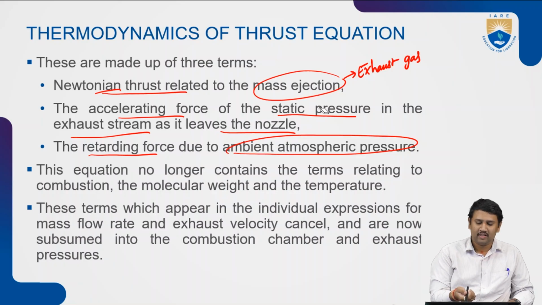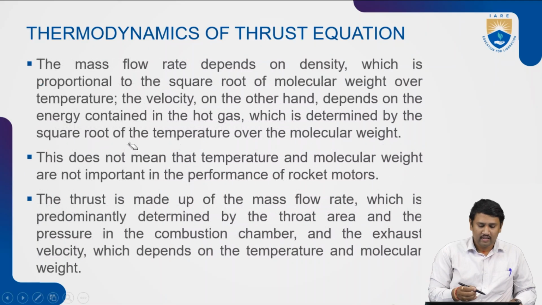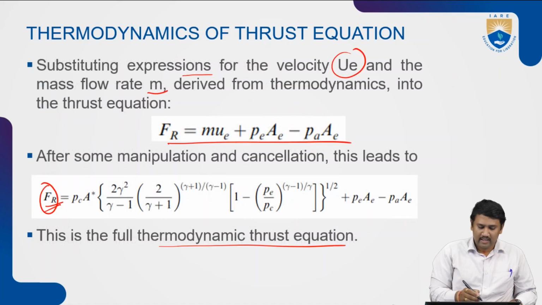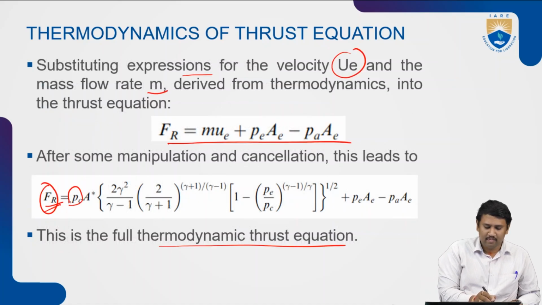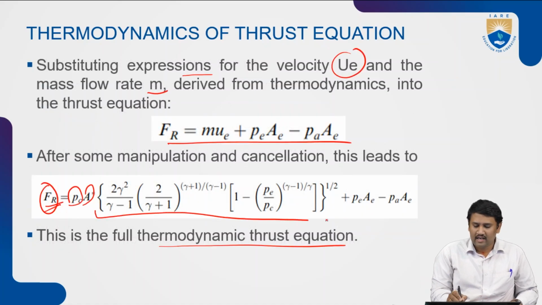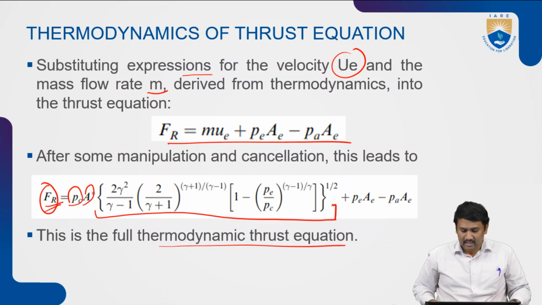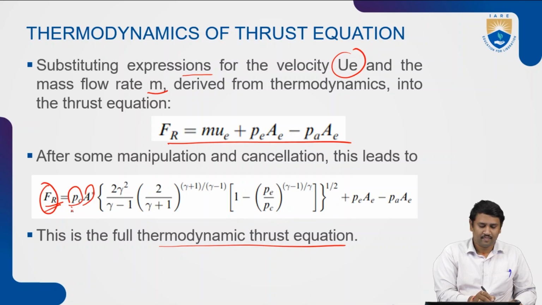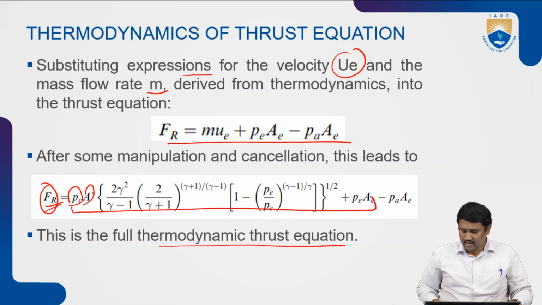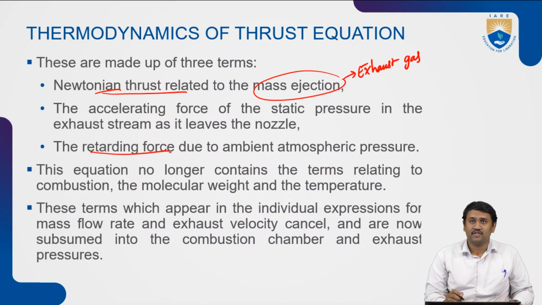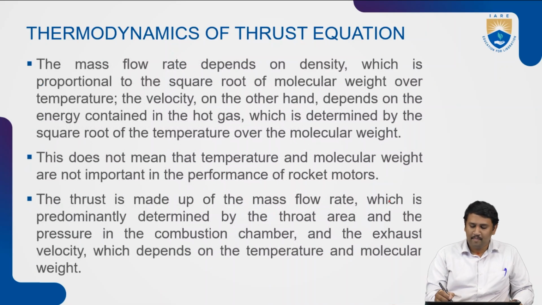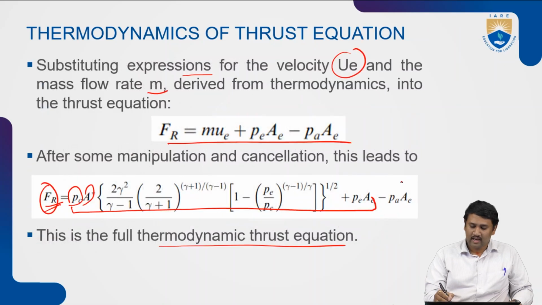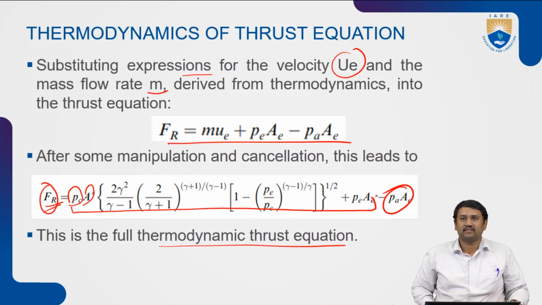The second will be your accelerating force. That force is related to your pressure at the combustion chamber, the cross section area and the pressure ratios. And the third is a small retarding force, which is due to the ambient atmospheric conditions. These three constitute our total thermodynamic thrust equation.